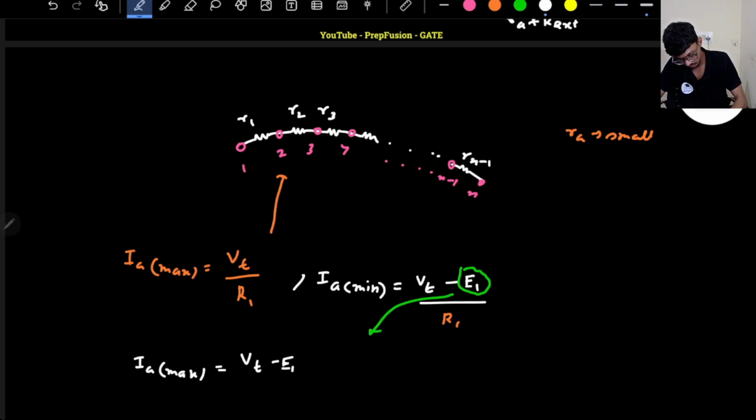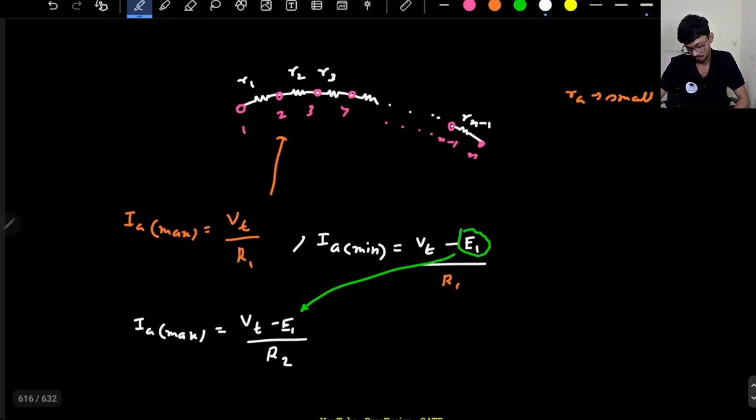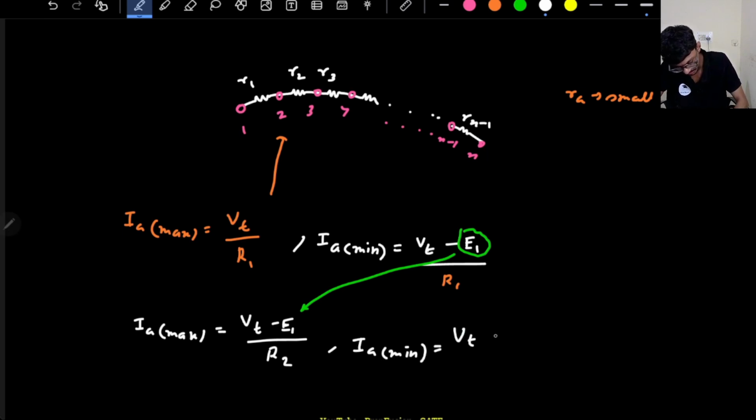So this will be Vt minus E1 divided by R2. Okay, Vt minus E1 divided by R2. Now here, what will be the minimum? Again the same thing, right? IA minimum will increase its speed, it will be E2 minus R2. Again the same thing will happen.